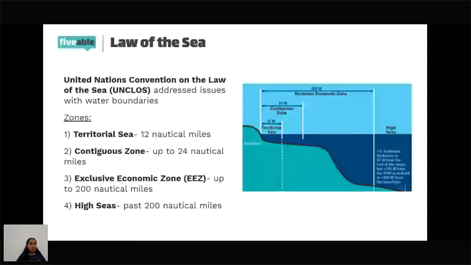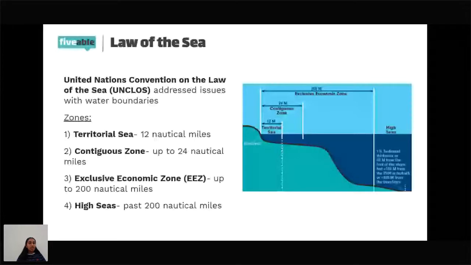The first one is the territorial sea, and it is 12 nautical miles from the coast out into the water where the country has full control. So they can kick out whatever ships they need to. They completely control everything, like what goes in and out, and they have full power.